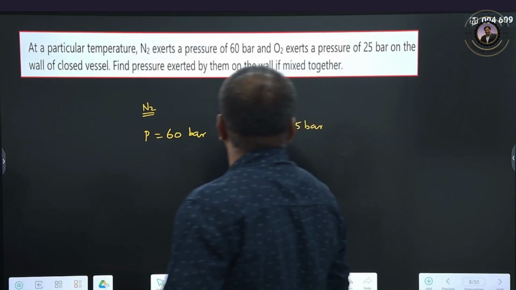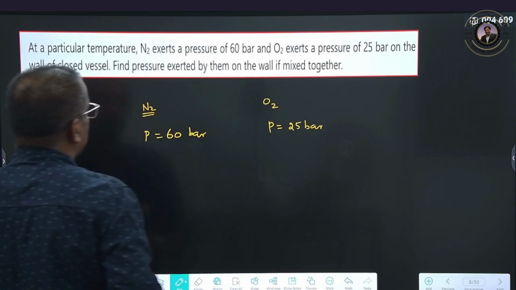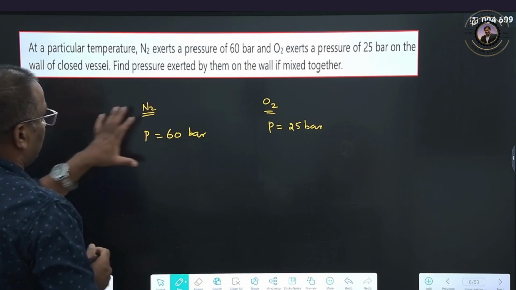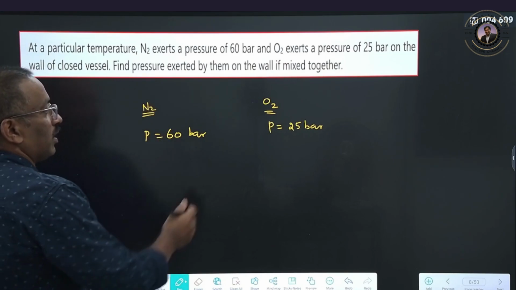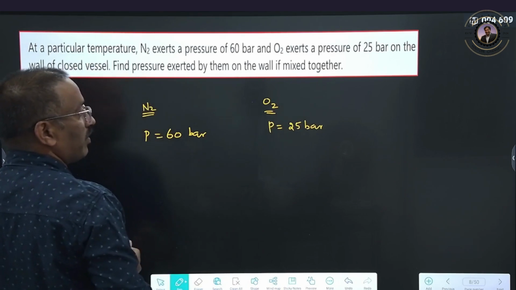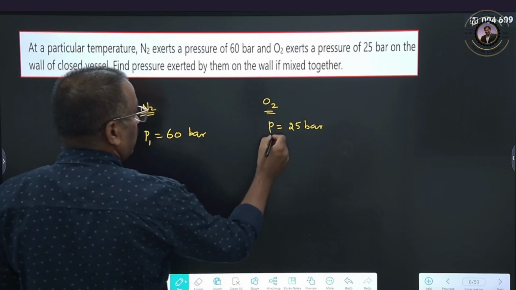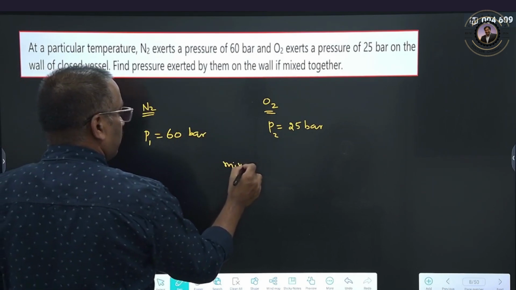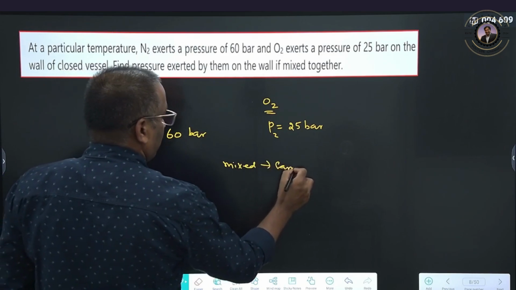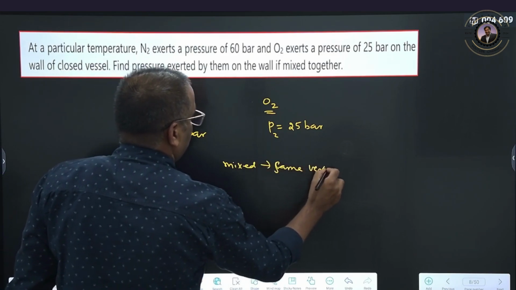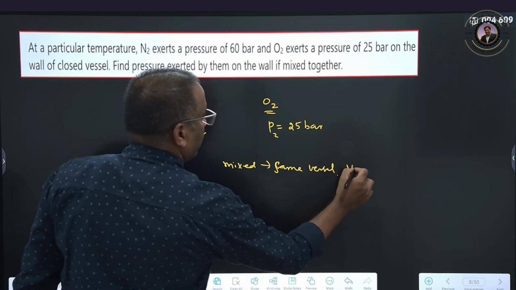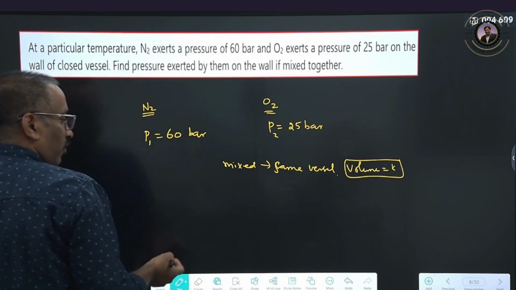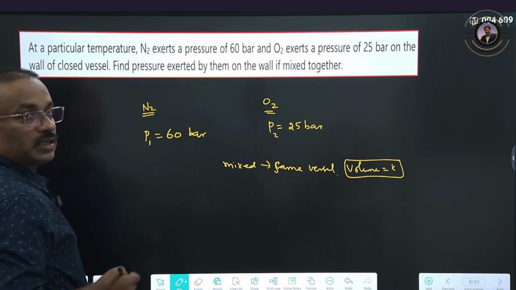So here these are two different gases, N2 and O2. They are contained in a certain vessel, and this will also be contained in the same vessel. The pressure exerted by this one and the pressure exerted by this one, they are mixed in the same vessel. So that means volume is the same, volume is constant. And temperature change is also not there.